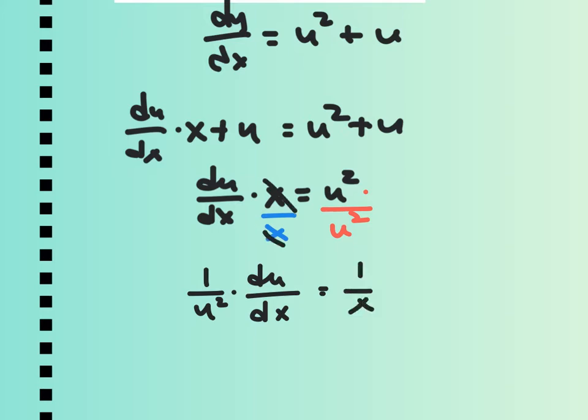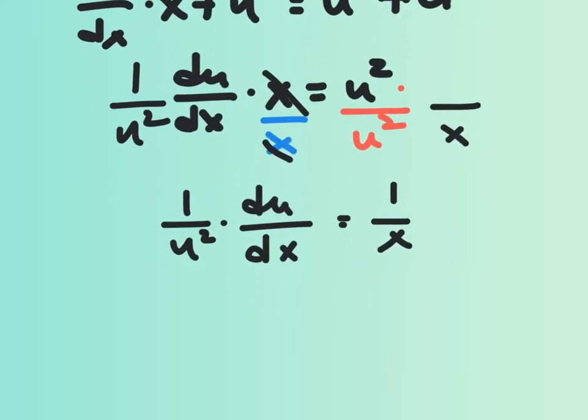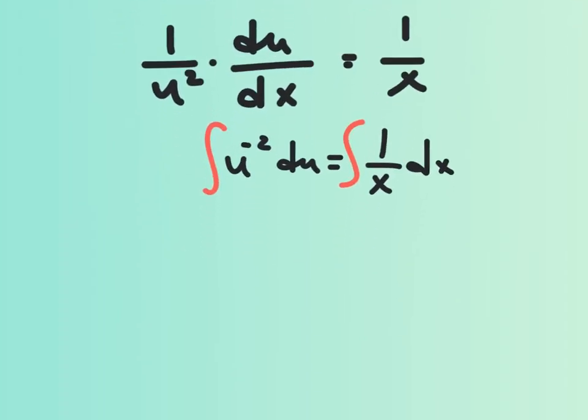Right, these would cancel here and there. So now I can separate here real quick. Let's call that u to the negative 2, du equals 1 over x dx. Integrating both sides, I get negative 1 over u is equal to natural log of x plus c.